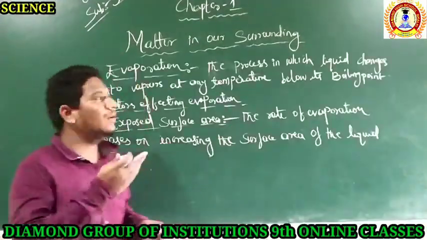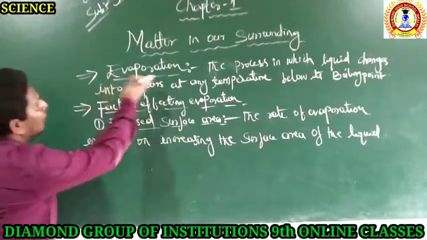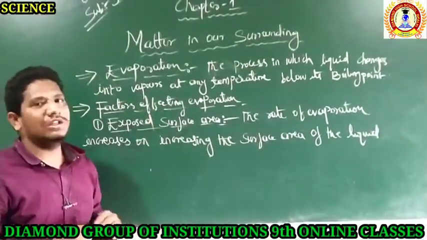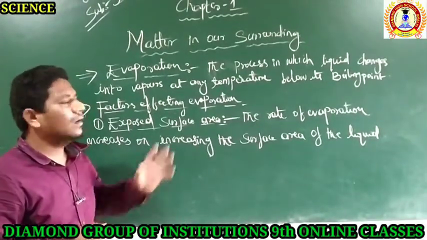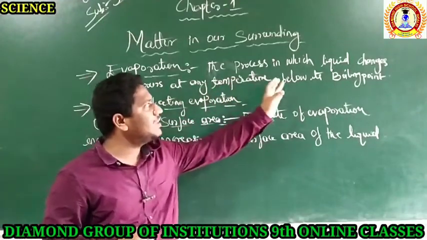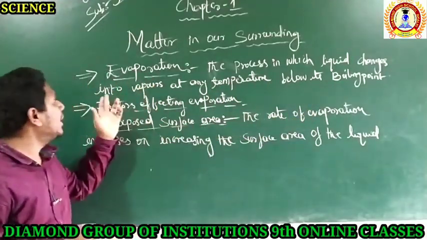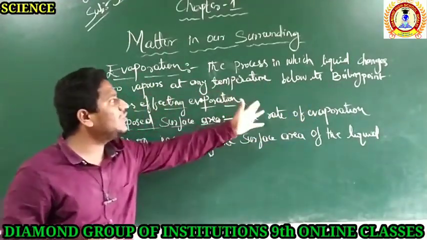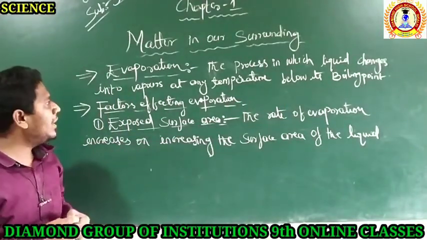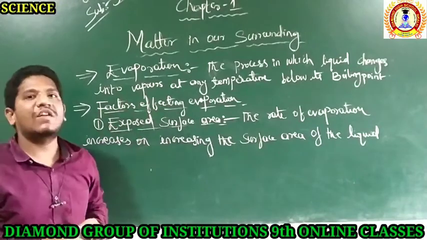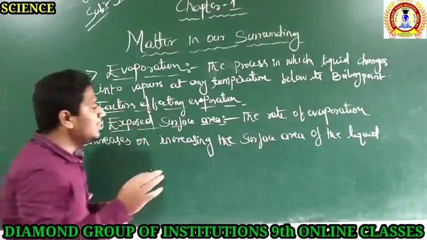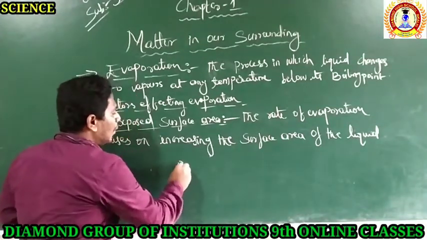The next topic to discuss is evaporation, right? You are very familiar with this process of evaporation. What do you mean by evaporation? Evaporation is a process in which a liquid changes into vapors at any temperature below its boiling point. That process is called evaporation, and evaporation is a surface phenomenon. Simple. To understand evaporation, we have to remind ourselves one more time what we mean by boiling point.